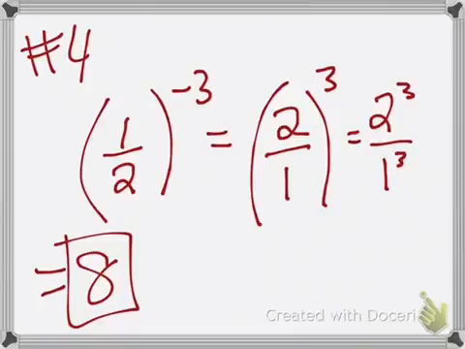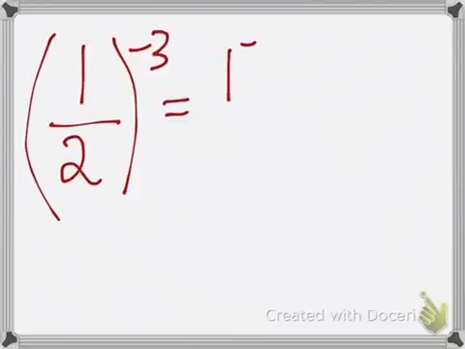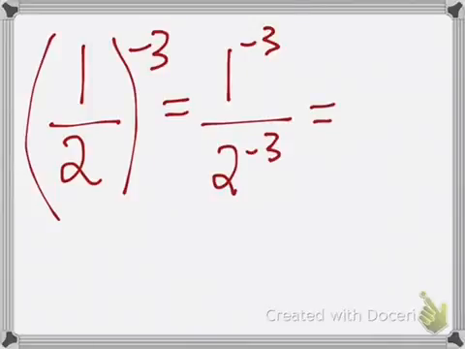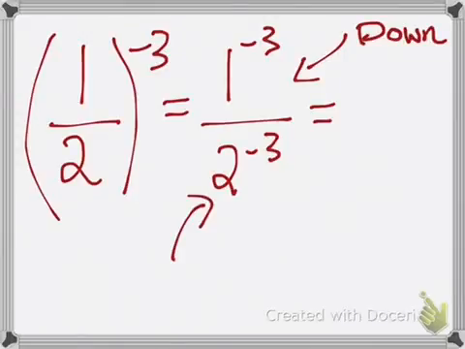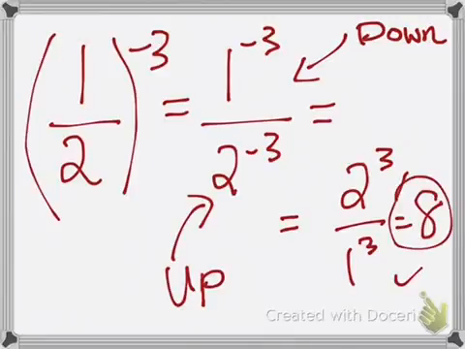Now the other way to look at this, which is kind of interesting, is 1/2 to the negative 3. This is really equal to 1 to the negative 3 over 2 to the negative 3. But we remember that if we see a negative exponent in the numerator, it's going down to the denominator. And if we see a negative exponent in the denominator, it's going up, and we're going to get 2 to the 3rd over 1 to the 3rd, which we said was 8.